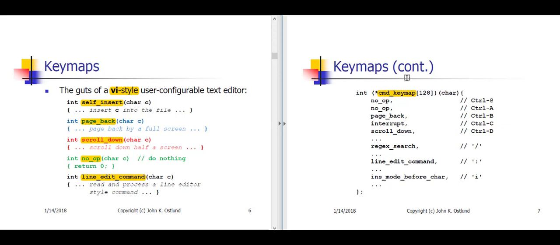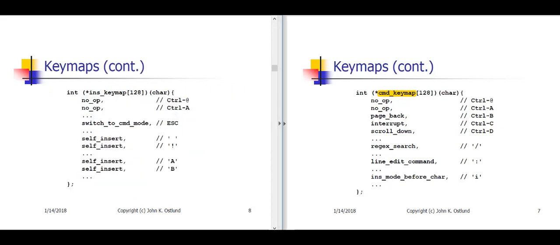Now, the VI editor has two primary modes of operation. In command mode, each key the user presses causes some command to occur, whereas in insert mode, which I show on slide 8, most of the keys on the keyboard are simply inserted into the file being edited. All right, so let's take a look at command mode first. You may never have used VI, but that's okay.